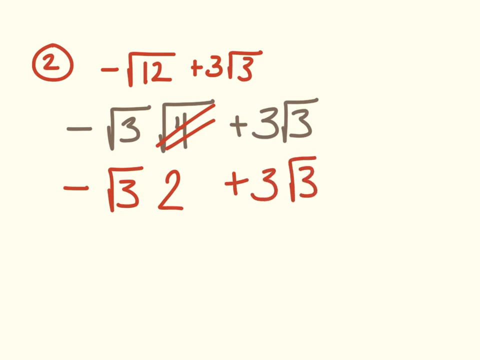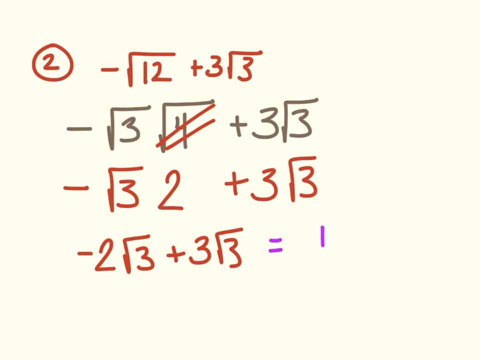Now I'm going to rewrite it because we always want the number in front. So I'm going to call that negative 2 radical 3 plus 3 radical 3. Once the radicals are the same, you can only add the number in front. So negative 2 plus 3 gets me a 1 and leave the radical 3.